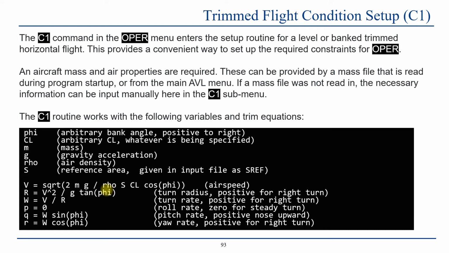Otherwise, you would have to use any of these trim condition flight menu options to be able to properly set them up and run them. So we see that, for example, for the trim flight condition setup, we have the C1 menu. In the C1 menu, we have the following properties that we can set up. You can see the full properties with their definitions here, and you can always come back and double check.